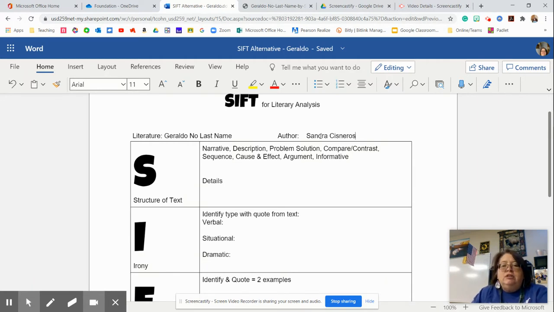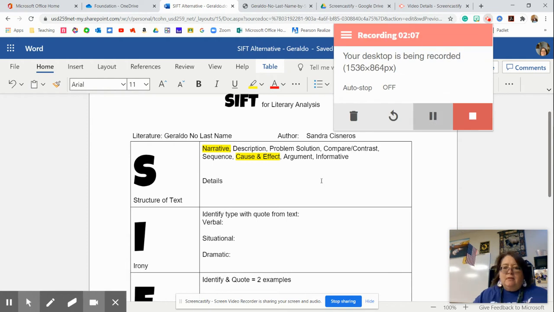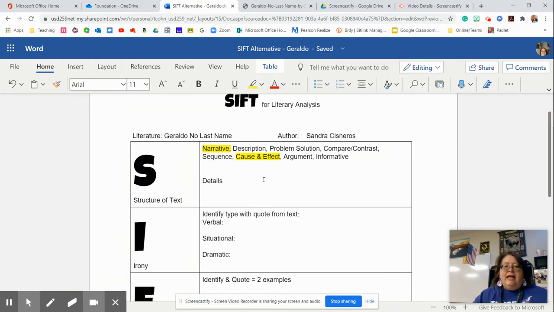So we're going to look at Geraldo, no last name, and decide what structure we are talking about. Okay, so in Geraldo, no last name, obviously it's going to be a narrative, right? Because it tells a story, but it could also be cause and effect as well. You would then go on to add details that prove that it's a narrative.